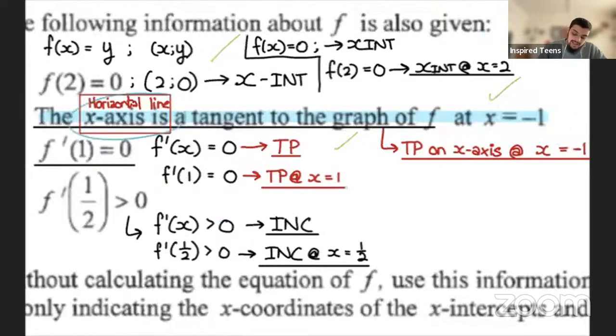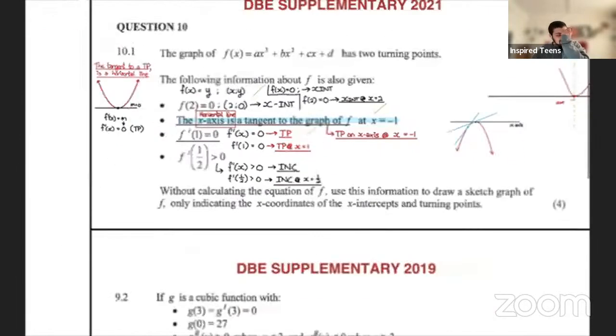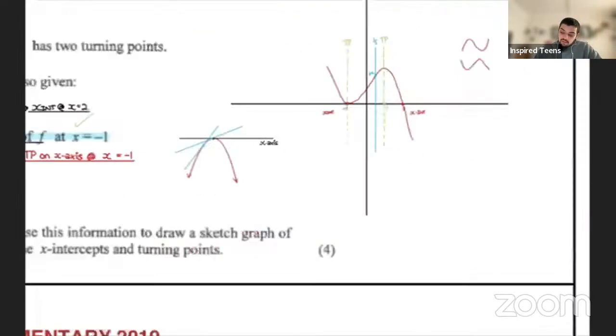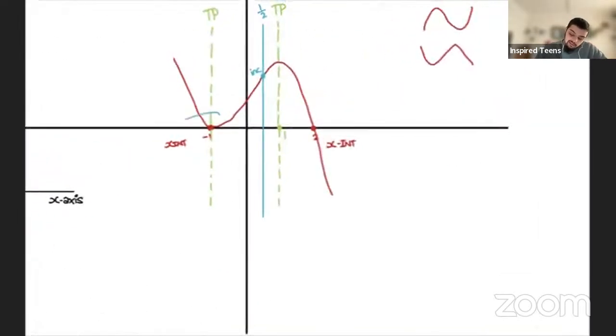Okay, and it's at the x-axis, which means that the x-axis forms that tangent. That means that the turning point is on the x-axis. So if that's what you are asking, I hope that I've clarified why the turning point is on the x-axis at this point.